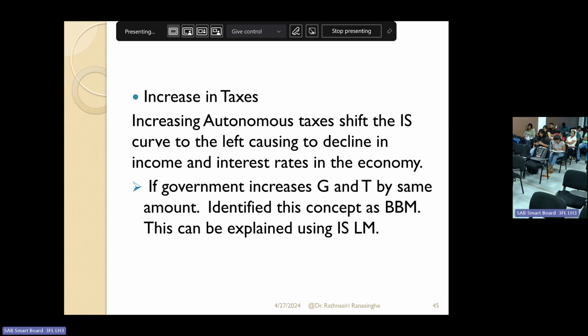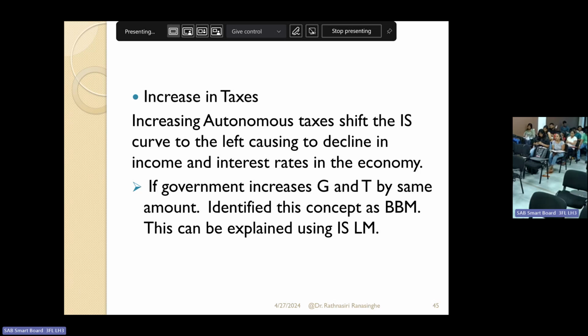Now, what happened? According to the ancient theory, if there is no change in the interest rate, the income should increase by 2 levels in the multiplier effect, right?